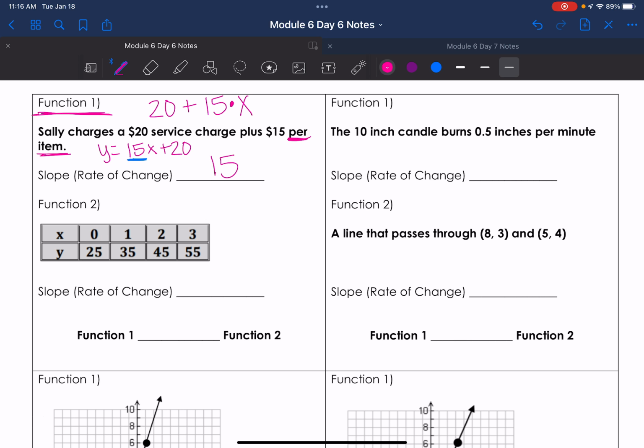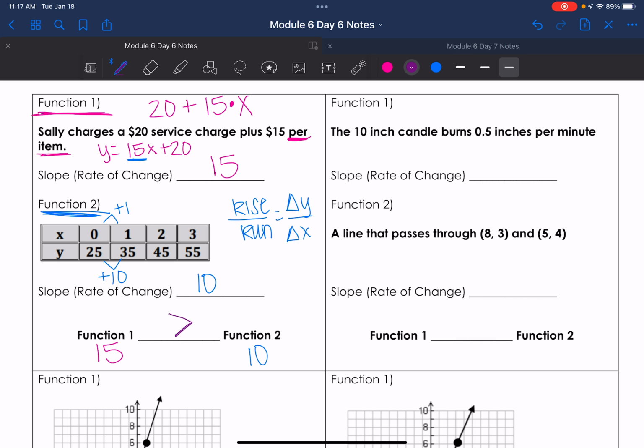The next one is the same thing. We have a table, an x and y table. So we've got the rise over the run. So function number 2 here, we're going from 25 to 35. That is adding 10. And then our run is adding 1. So rise over run, or the change in y over the change in x, this would be 10 over 1, or 10. So then comparing the two, we've got 15 versus 10. And that should be pretty obvious that 15 is greater than 10.